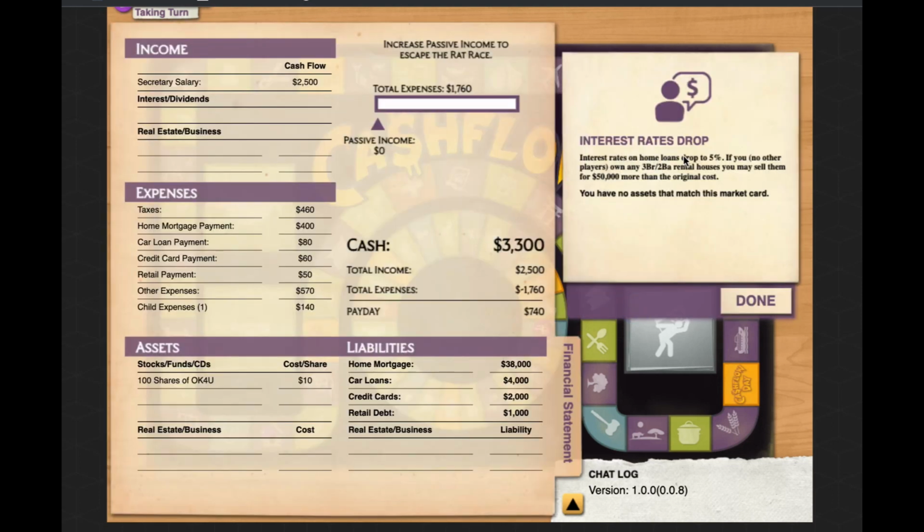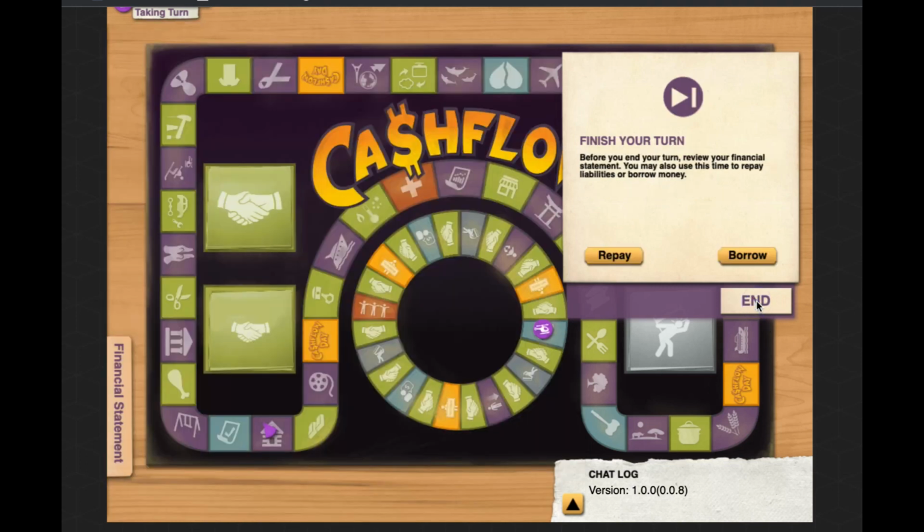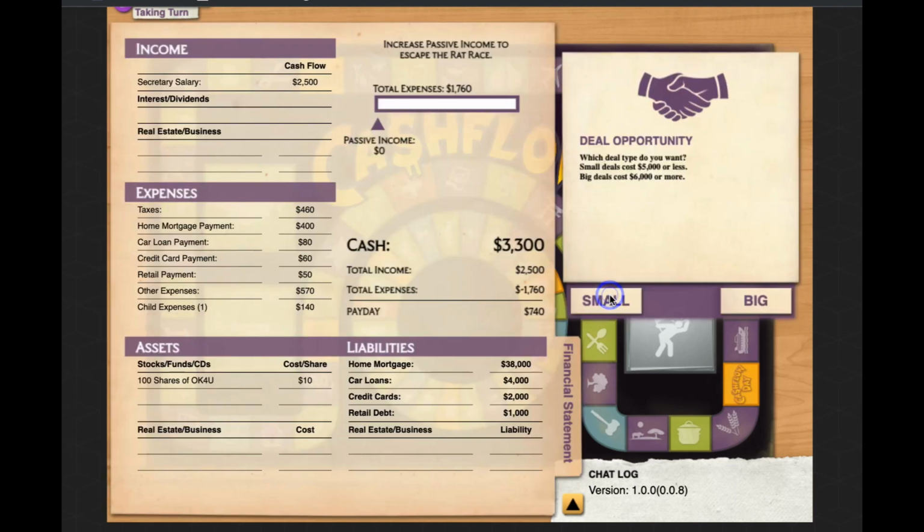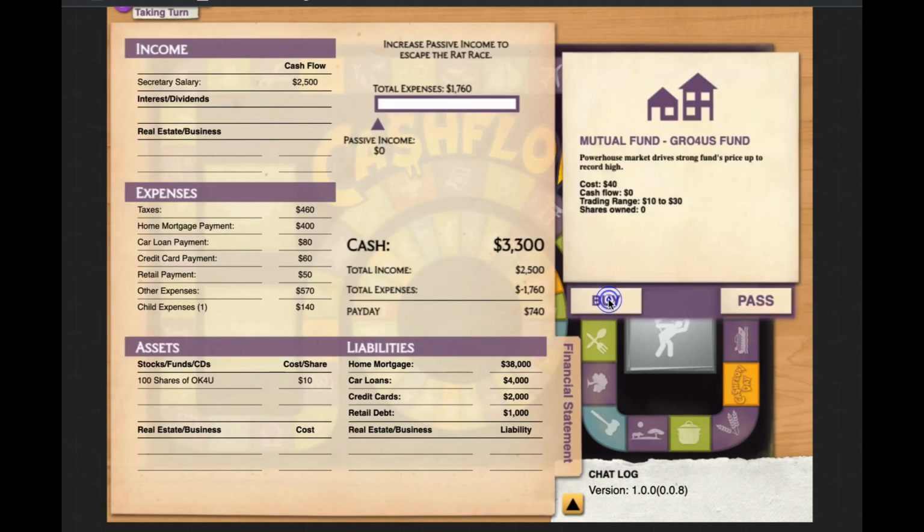Interest rates drop, so I'd have to sell my houses. I don't have anything over here, so not too much action going on in the small deal. What I'll do is we'll take one more roll at a small deal, and then we'll do a big deal. So this is a mutual fund that was trading from $10 to $30.